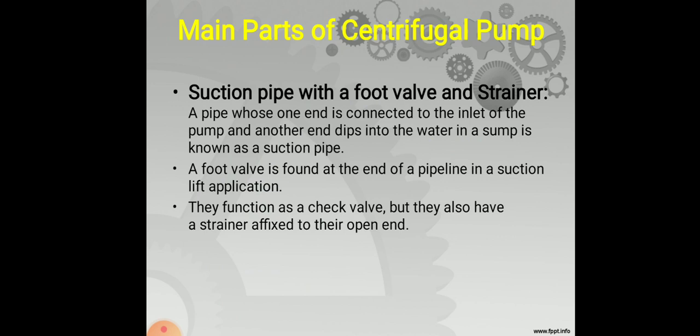Here we are discussing the main parts of the centrifugal pump. Suction pipe with the foot valve and strainer: a pipe whose one end is connected to the inlet of the pump and another end dips into the water in a sump is known as a suction pipe. A foot valve is found at the end of the pipeline in a suction lift application. They function as a check valve, but they also have a strainer affixed to their open end.